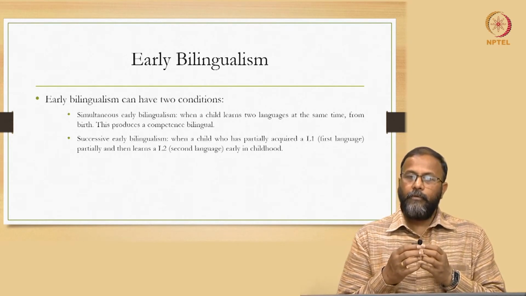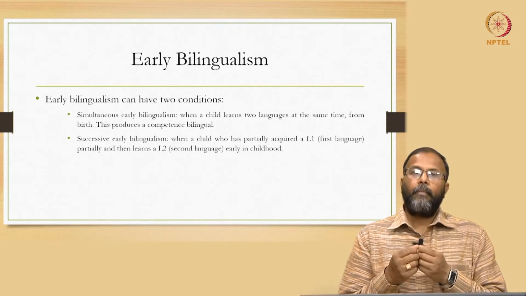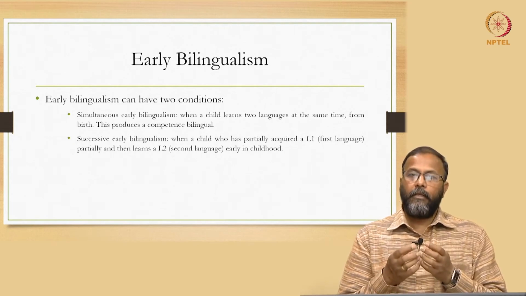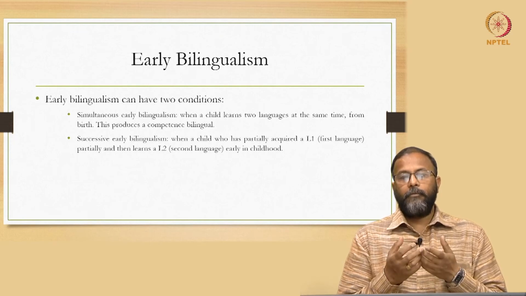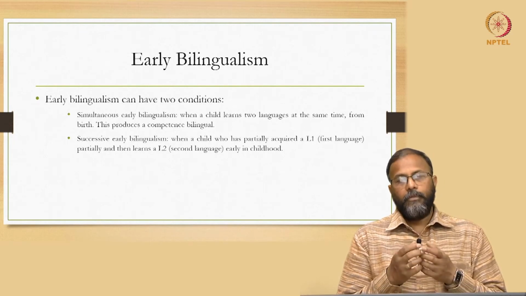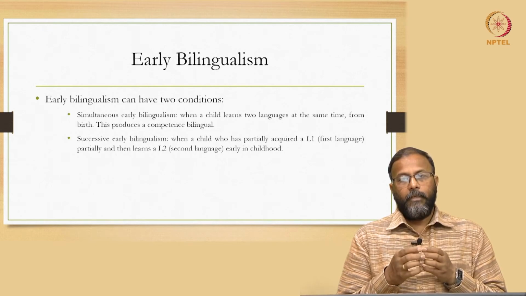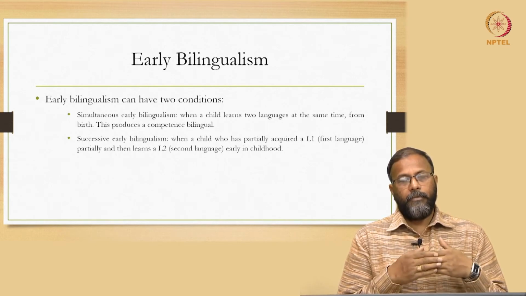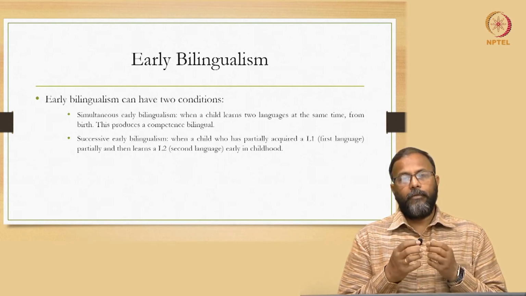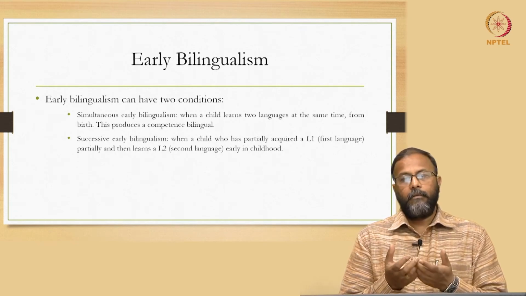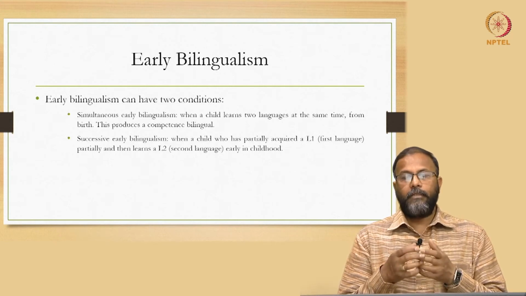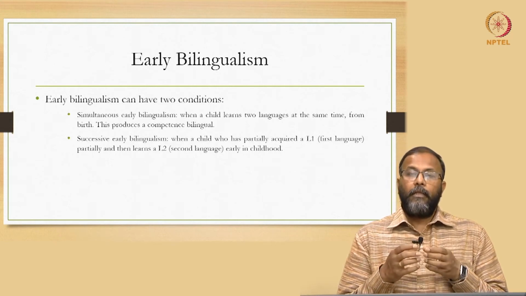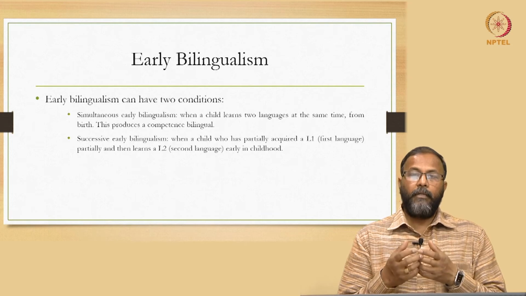Successive early bilingualism refers to that phenomenon where a child has started with, let's say, L1, and to an extent the child has gained it, like 3 or 4 years of age, and then the child is exposed to L2, the second language. But because it is before the age of puberty and the child's acquisition process is still not complete, the learning will be far better than the late bilinguals. So even if it is successive early bilingualism, it will be different from late bilingualism.